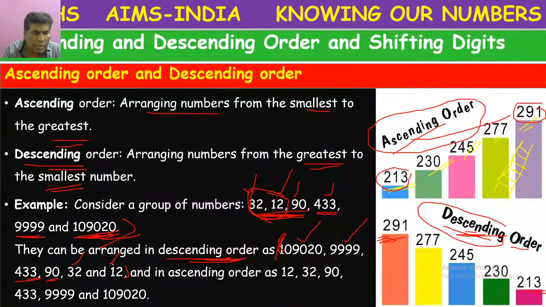Descending order of the given numbers. In the same way, if we reverse this, if we write from 12, 12, 32, 90 like this, this is called ascending order. So they can give any set of numbers, and we can write that group of numbers in the form of ascending order or descending order.